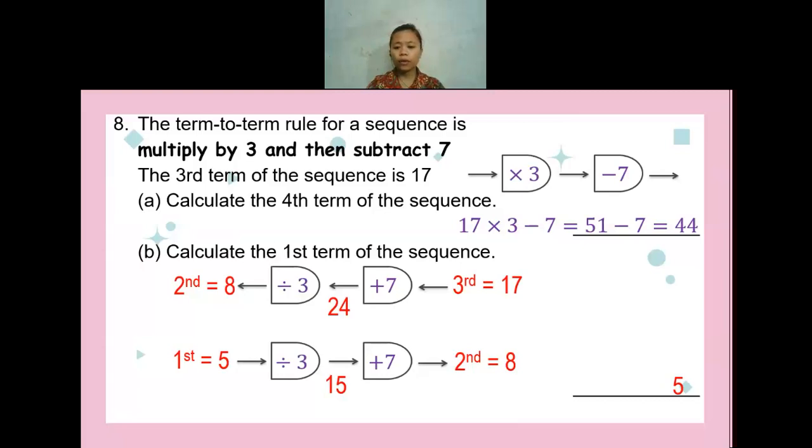Is there anyone having any question for question 8a? Or maybe I talk too fast or anything? No? Okay. If you have no question, I will move to question 8b.